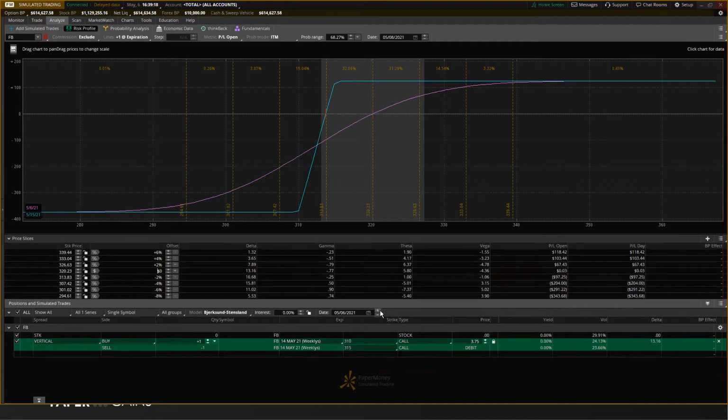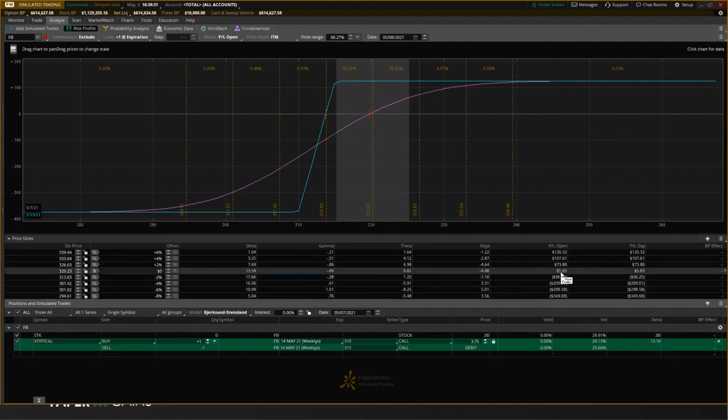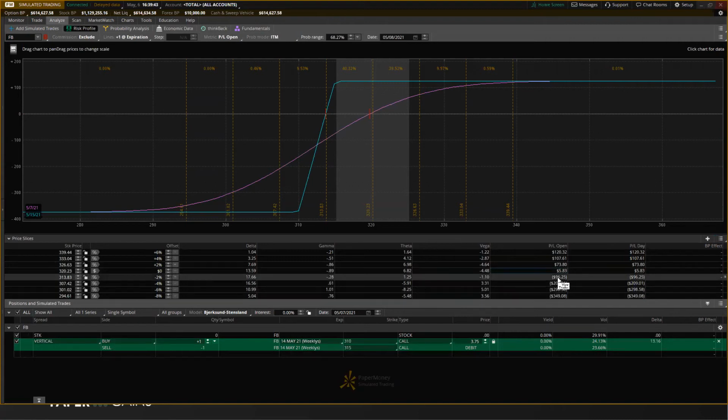If I move forward, let's say we have a week. So this is Friday, tomorrow. It's at 320. If nothing happens and it closes at 320 tomorrow, okay, well, I make another $6. Simulated price right here is going to show this at $380. If it goes down, do I win or lose? If it goes down to 318, no, 313. 313. Yeah, I do lose tomorrow.